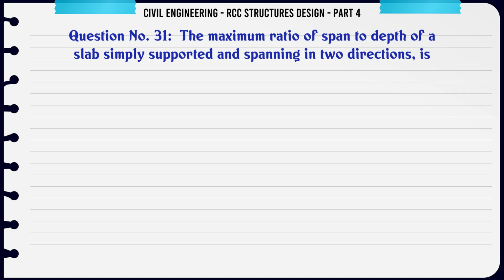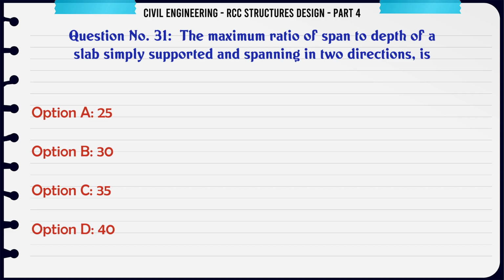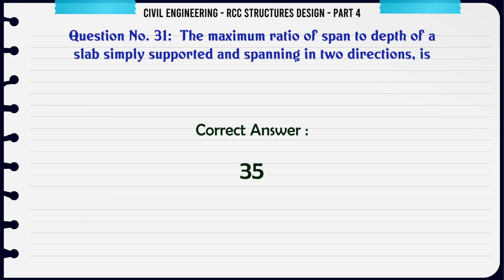The maximum ratio of span to depth of a slab simply supported and spanning in two directions is A. 25, B. 30, C. 35, D. 40. The correct answer is 35.